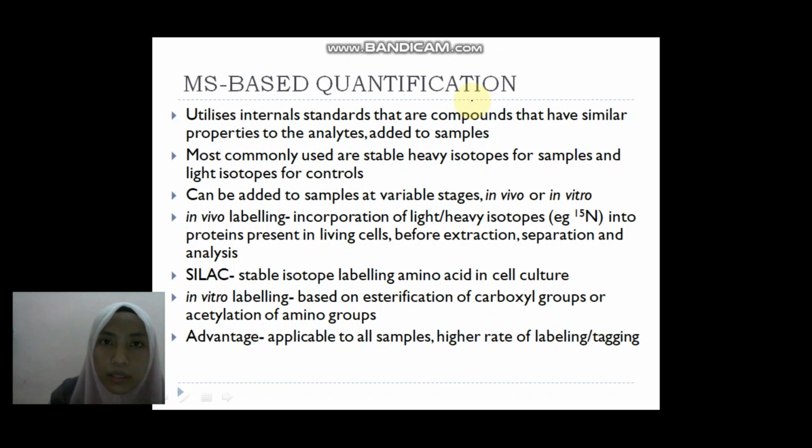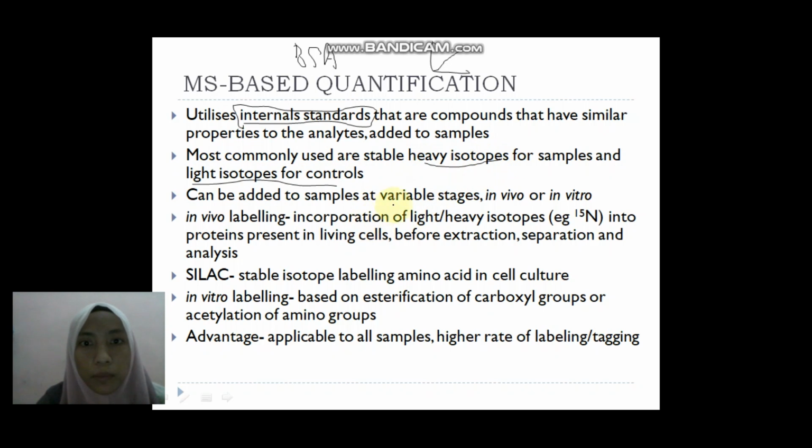Next one we have MS-based quantification, which is very dependable these days. It utilizes internal standards. Just like BSA, if let's say the ones that you've done in the lab, you use BSA as your standard. You make a standard before you start reading your protein. So basically, an internal standard is something that you put together with your protein, and usually they are compounds that have similar properties to the analytes and are added to the samples. Okay, most commonly used are stable heavy isotopes for samples and light isotopes for controls. Okay, so you have to note this.